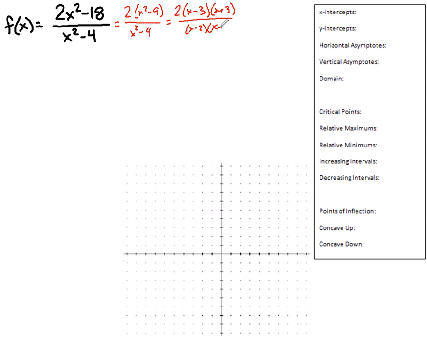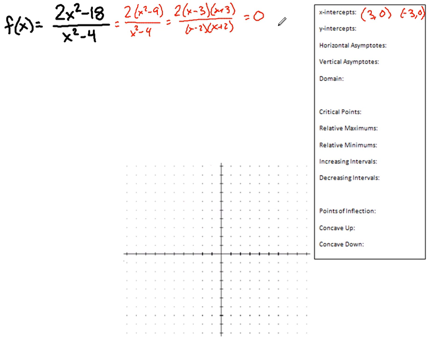So to find the x-intercepts, that means I set this whole thing equal to 0. That means just the top part equals 0, so x minus 3 equals 0, x plus 3 equals 0. That means my x values will be 3 and negative 3. So write them as ordered pairs, negative 3, 0, and positive 3, 0.